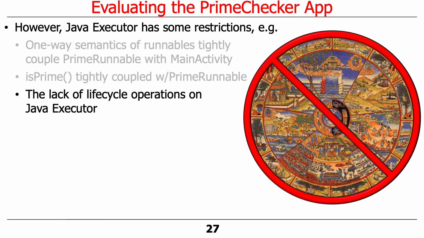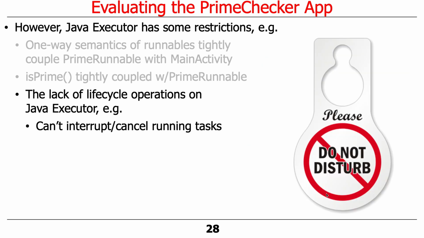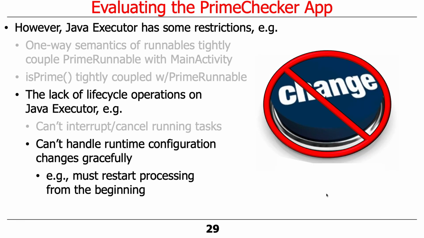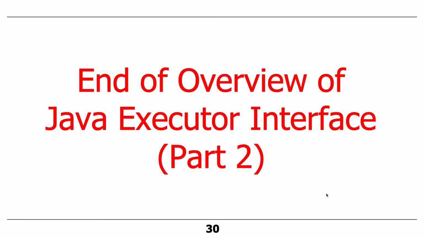Yet another problem is the lack of lifecycle operations on the Java Executor interface itself. There's no way to control its lifecycle. All you can do is execute something. You can't shut down the executor. You can't find out how many tasks are running in it, and so on and so forth. You can't interrupt or cancel running tasks. They can't be shut down. You can't handle runtime configuration changes gracefully. You have to start over again from the beginning, which is not the way you want your Android apps to work. So this approach, while it does give us some concurrency, has lots and lots of limitations. It's very simple, but it's also kind of lame.